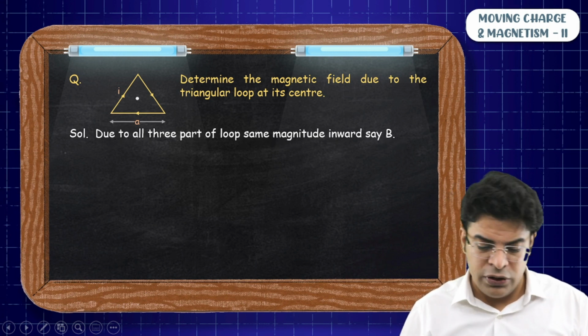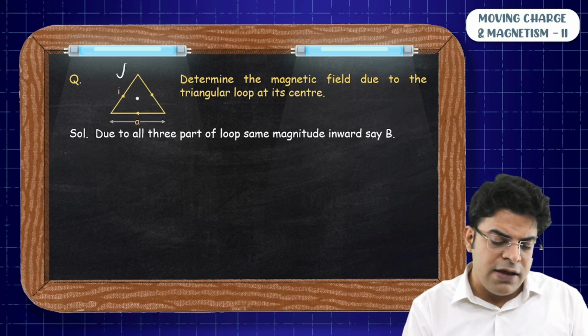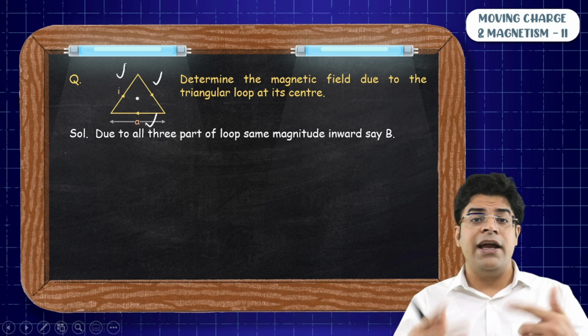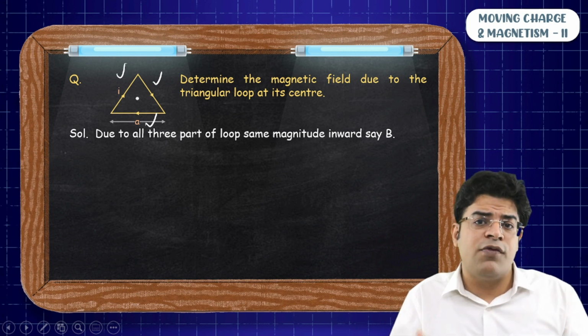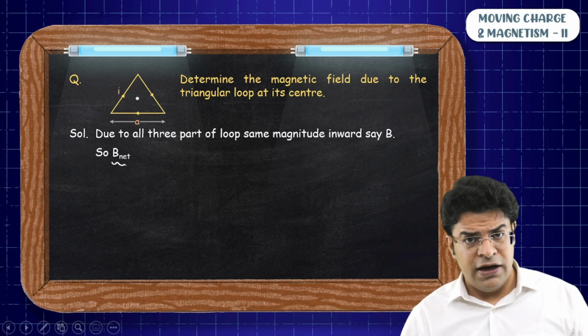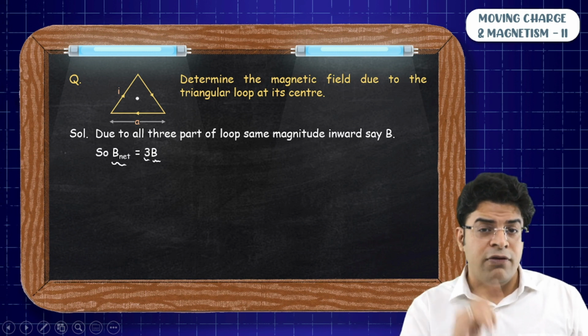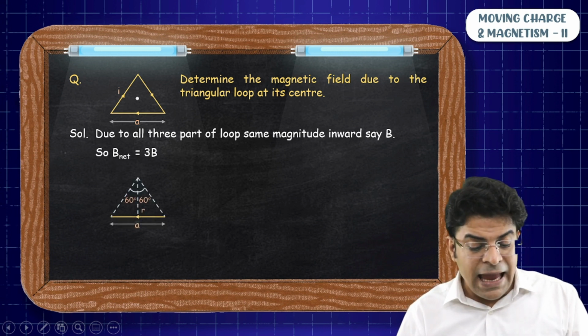All I need to do is find the strength of magnetic field at the center due to any one of the parts and then multiply it with 3. That will be my net magnetic field at the center. So the net magnetic field at the center will be 3 times the strength of magnetic field produced by any one of them. Now visualize any one of them.